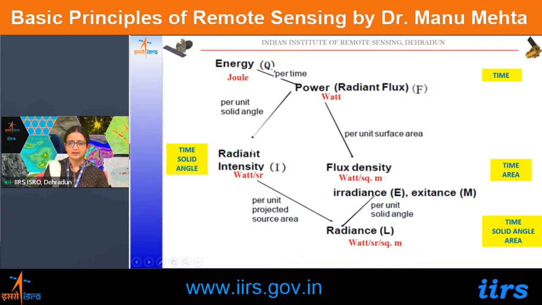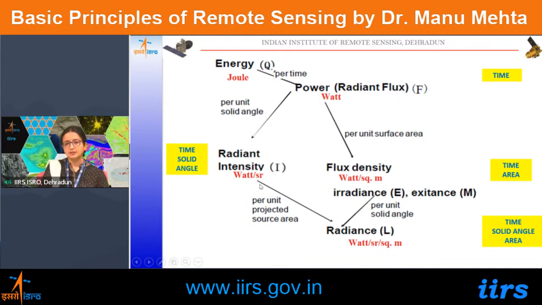Now, if I go by another side, if I want to know how much energy is coming or going in a unit angle, we have to differentiate this radiant flux with respect to solid angle. So the rate of change of radiant flux with respect to solid angle is called intensity or radiant intensity. The units will be the units of flux divided by the units of solid angle. That is watts per steradian.